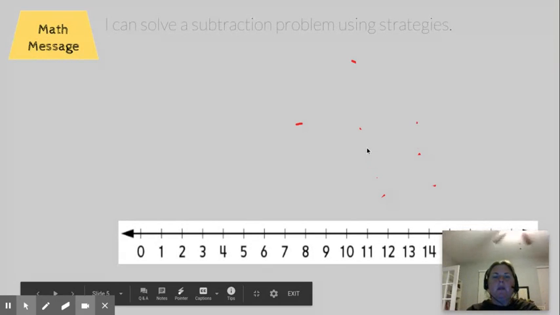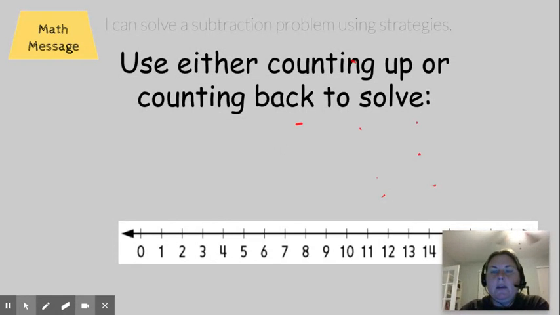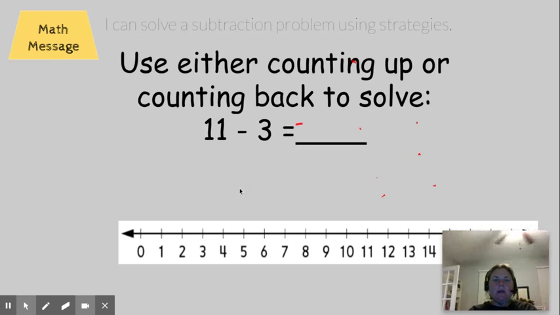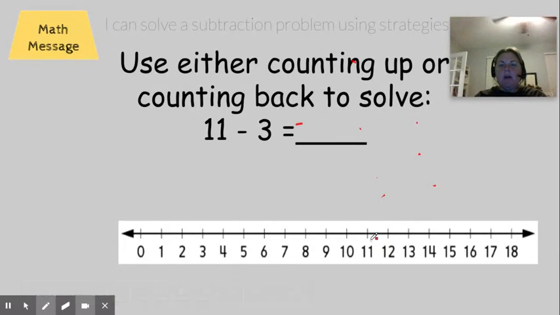Oh, there we go. On this slide, you can use either counting up or counting back to solve the problem. The first one says 11 minus 3. I'm going to move up here to the corner so that I can see my number line. I'm going to get my pen, and I'm going to start at 11. The strategy that I'm going to use is counting up. I'm going to start at 11, and I'm going to go 1, 2. I'm going to stop at 13. So 11 minus 3 is 2.